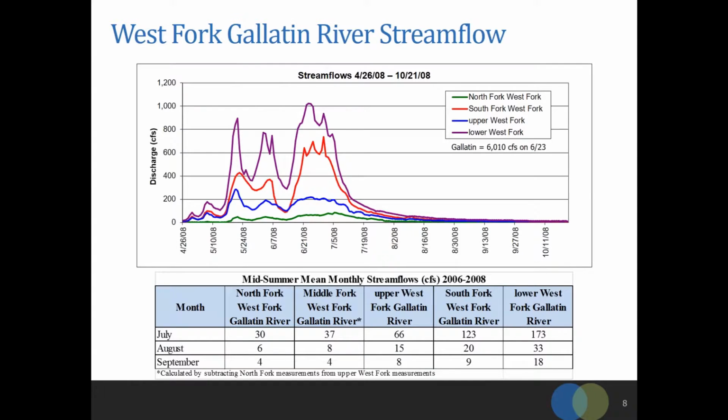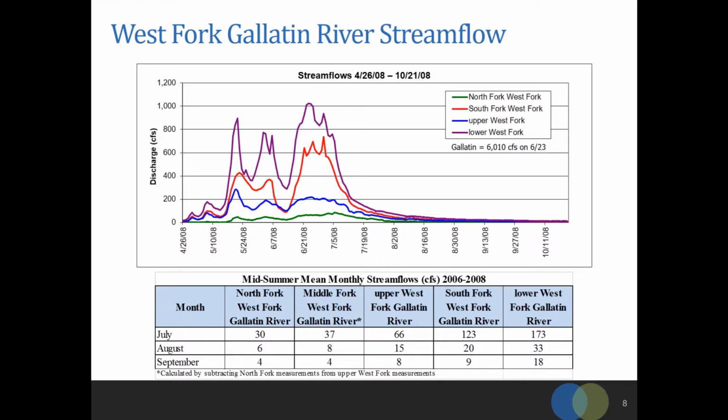So the North Fork is the lowest one in green there, a late peak, but a low steady runoff in July. The Upper West Fork, which would be the North Fork and the Middle Fork combined, peaking earlier there. The South Fork West Fork peaking later and driving the peak of the main stem of the West Fork, which is that lowest site in purple. You can see the Gallatin was 6,000 CFS at peak on June 23rd of this year. This is 2008's data.